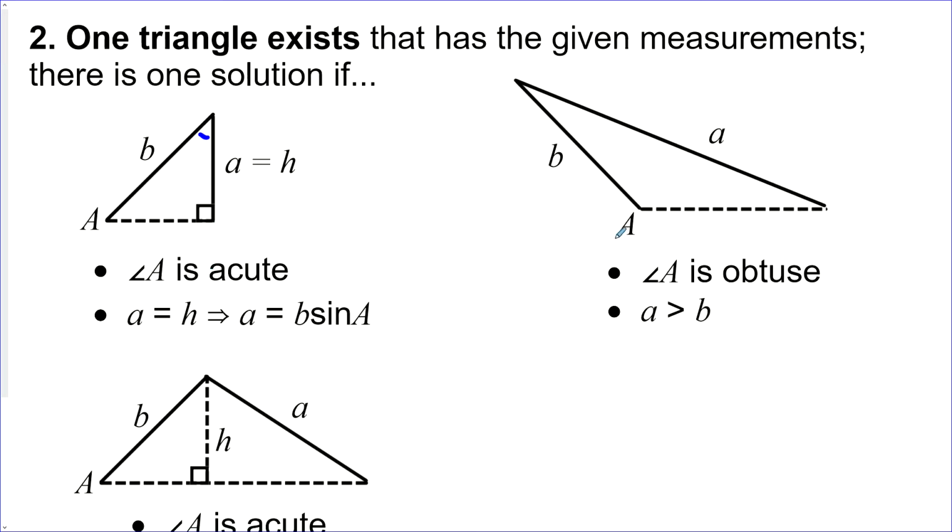Okay, if angle A is obtuse like this and A is greater than B, then same deal. There's only one triangle it can make. It's going to go over here until it hits this line, which angle A said must be heading in this direction. So only one possible triangle here as well.